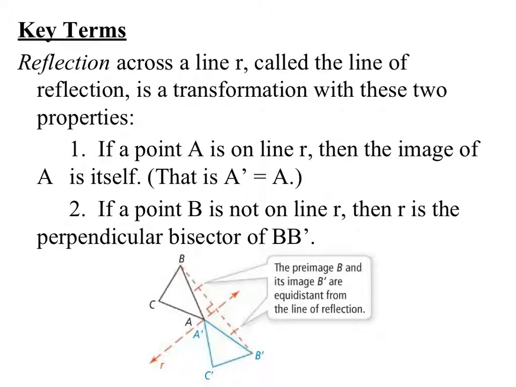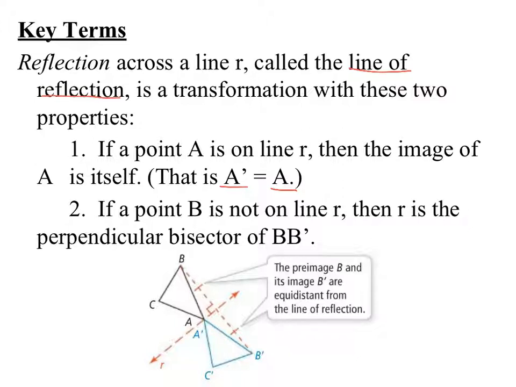So how this is going to work, a reflection across line R, which we're going to call the line of reflection, is a transformation with these two properties, so one of two things could happen. If a point that we're reflecting is on line R, then the image of A is itself, so it doesn't move. The pre-image A is going to be the same as the new image A prime. So if it's on the line that we're reflecting it across, it's not going to move.